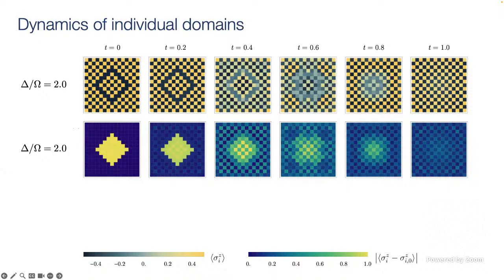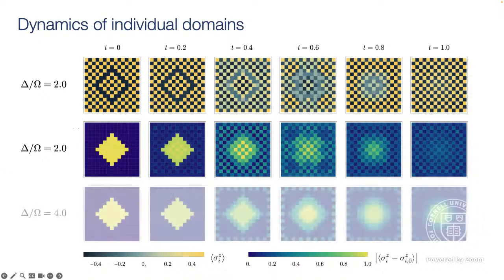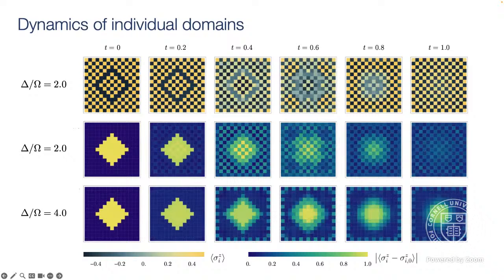So this was for one particular value of the detuning, which is 2. But I can look at the same physics for different values of the detuning. In particular, I'm showing you the dynamics at 4, which is deeper into the ordered phase. In this case, the critical point is somewhere around 1 to 1.5. So 2 is closer to the critical point, and 4 is deeper in the phase. And you can see that over the same time scale, the same size domain does not melt away. So the dynamics are actually much slower deeper in the ordered phase.